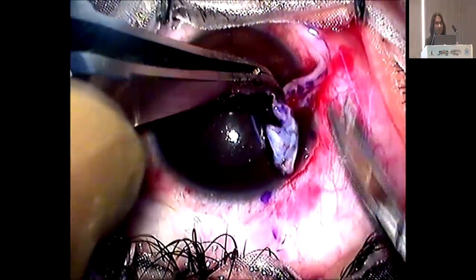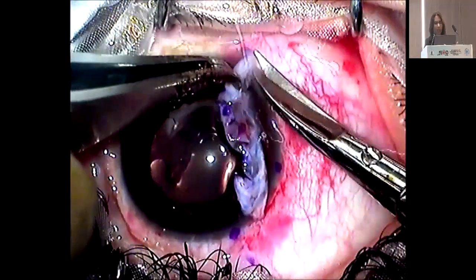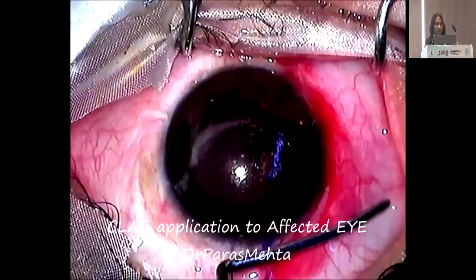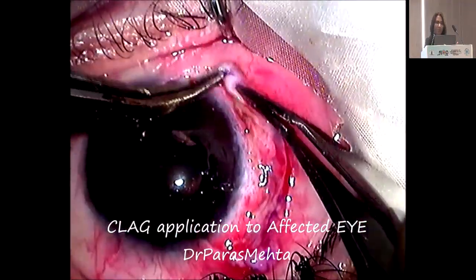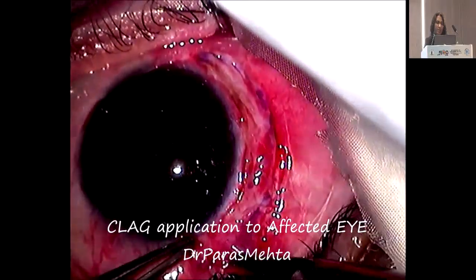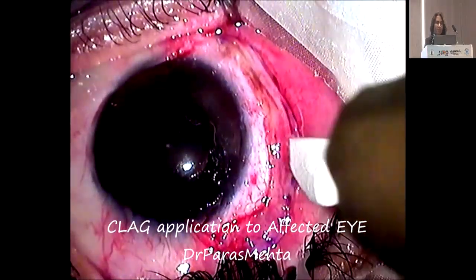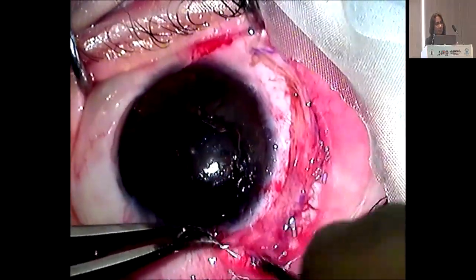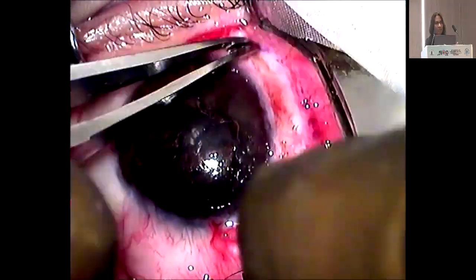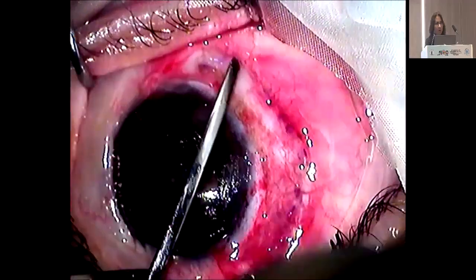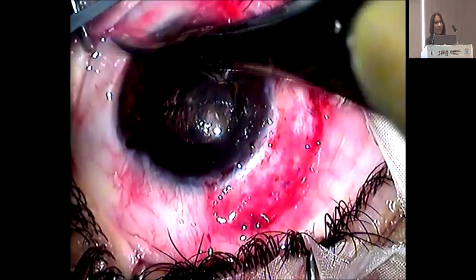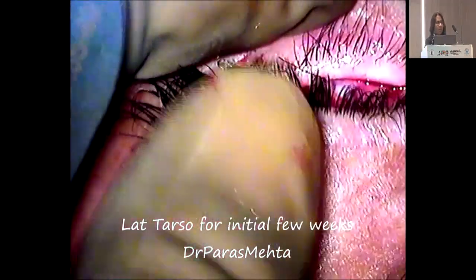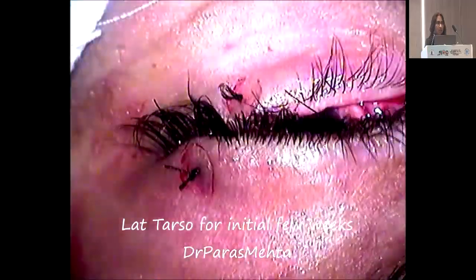So instead of conjunctival autograft, you can call it CLAG, conjunctival limbal autograft. And this is put onto the recipient eye, as you can see here, and attached with a tissue glue. But you have to be very careful to keep it a little away. The conjunctival part should be kept about 1 or 2 millimeters away from the limbus. The reason being that you allow the corneal epithelium to cross over rather than the conjunctival epithelium to cross over.